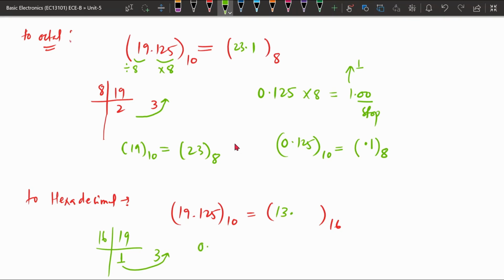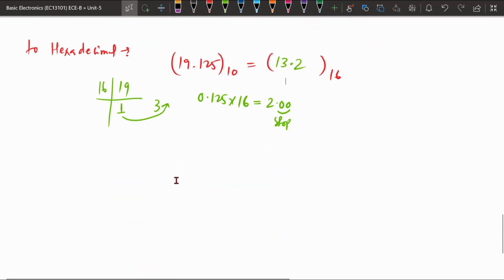Now 0.125 we will be multiplying by 16. Once we multiplied by 16, we have got 2. So 2.00, and once it is 00, we will stop here. So the representation will be 2. So 0.125 will be represented by 2. So 13.2 will be the representation in case of hexadecimal.